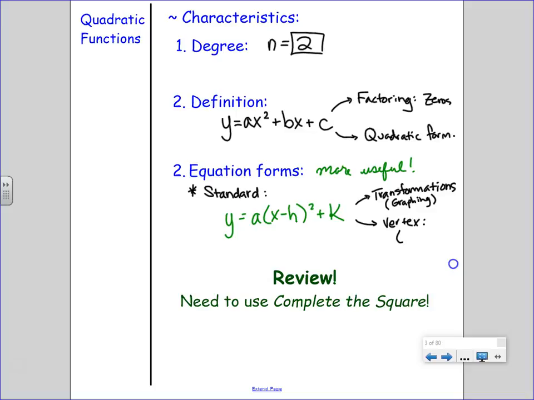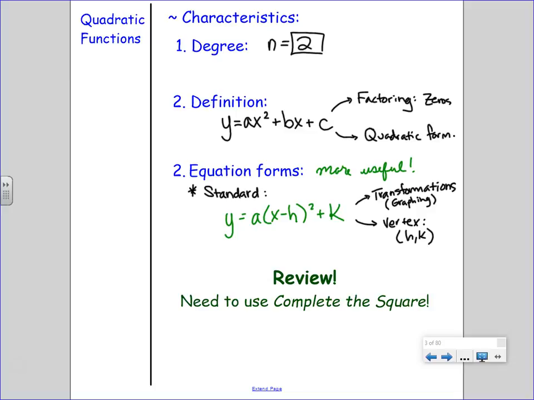The vertex being h, k. Remember, x minus h, so if there's a positive in there, it would be a negative number. If it's x plus 2, there would be a negative 2 for h. And the a on the outside just acts the way that we would expect.